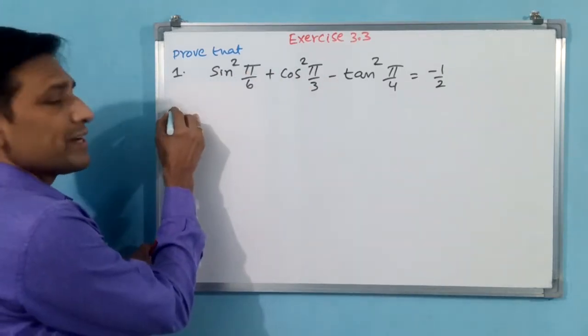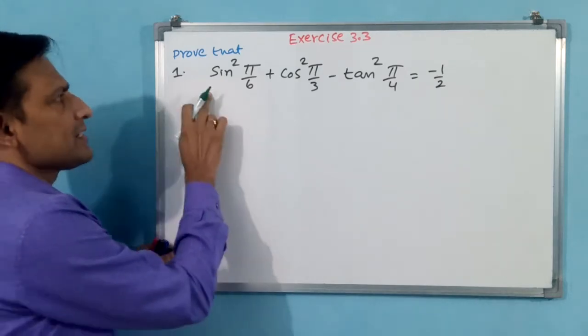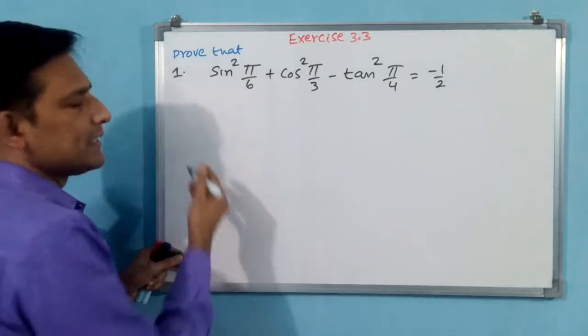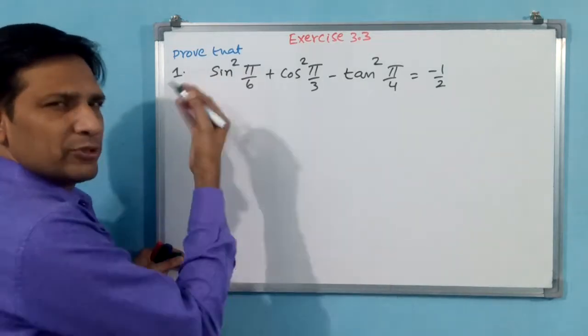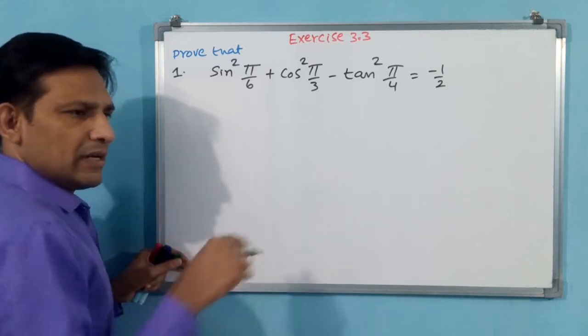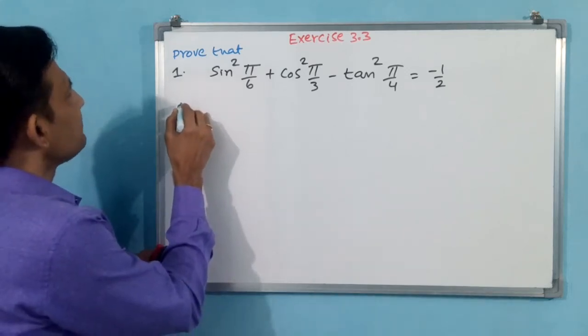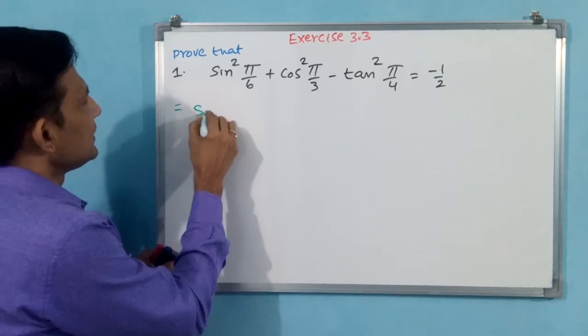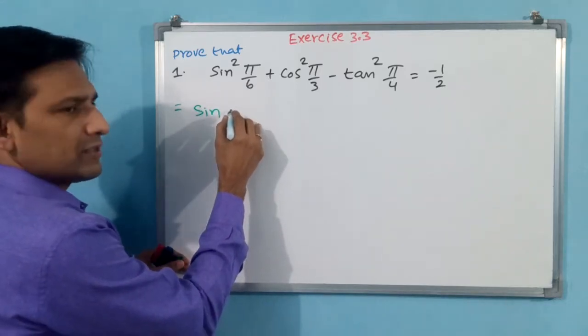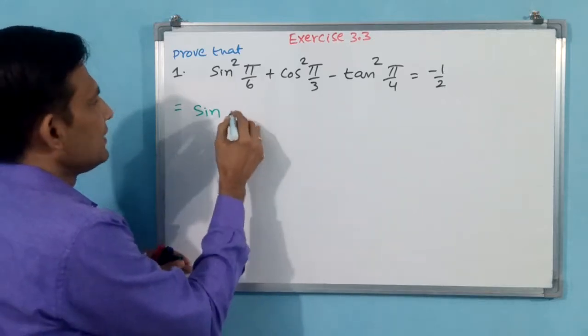Okay, now you take LHS, I am not writing LHS, and finally you have to prove RHS, hence proved. Okay, that is equal to sin of pi by 6, which means what? 30 degree. Okay, pi by 3 is 60 degree.